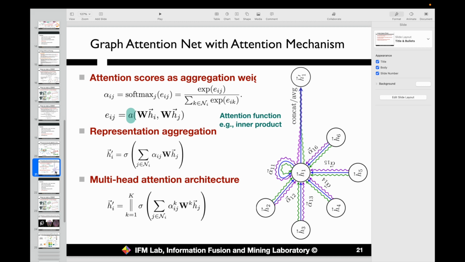Besides the GAT and the GCN, we can also cite some other problems with graph neural network models, and we will illustrate them in the following pages.